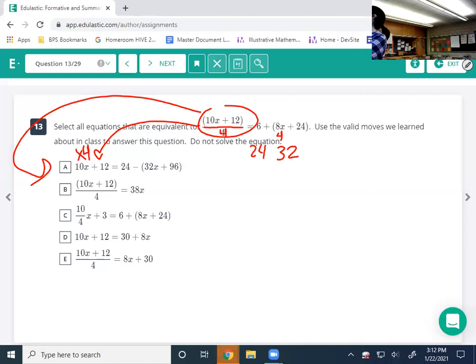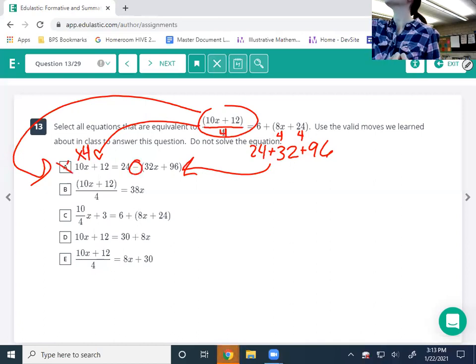And 24 times 4 is 96. Plus, this should be a plus as well. Is that equivalent to what is over here? No, this guy, we have a minus here. Somehow we got a minus in here. That's not going to be equivalent.